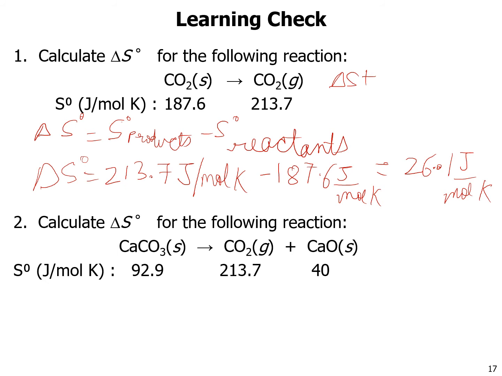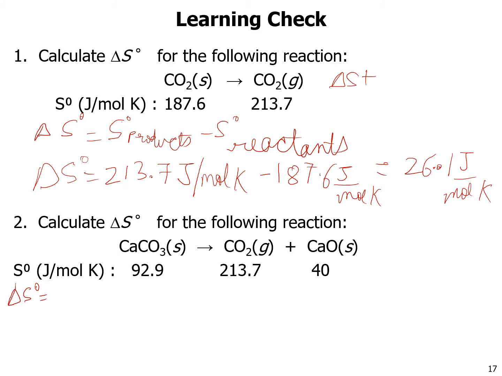Calculate delta S naught for the following reaction. Calcium carbonate changes to CO2 and calcium oxide. Standard entropy for each of the reactant and product is given to us. So first, the important thing here is to make sure the reaction is balanced. 1 calcium, 1 calcium, 1 carbon, 1 carbon, 3 oxygen, a total of 2 plus 1, 3 oxygen on the product side as well.